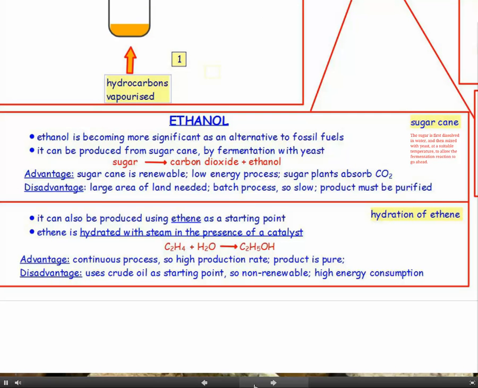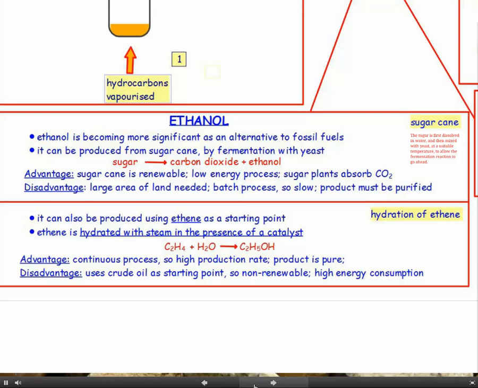Now, ethanol is becoming more and more significant as an alternative to fossil fuel. We just looked at that. There are two ways of producing ethanol. We can either start with sugar cane or we can hydrate ethene in the presence of a catalyst. So let's look at these two methods.